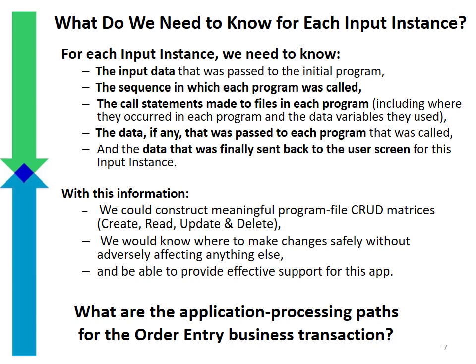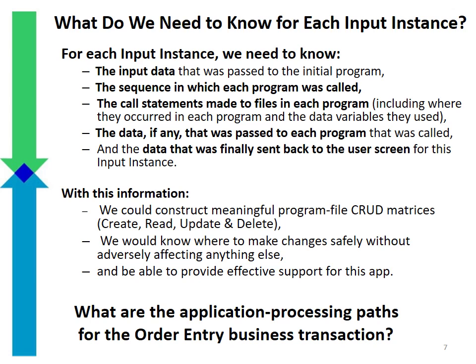From this base data, we could then construct meaningful program-to-file CRUD matrices, CRUD meaning creates, reads, updates, and deletes. And knowing the application processing paths would allow us to know where to make changes safely without adversely affecting anything else and thus be able to provide effective support.